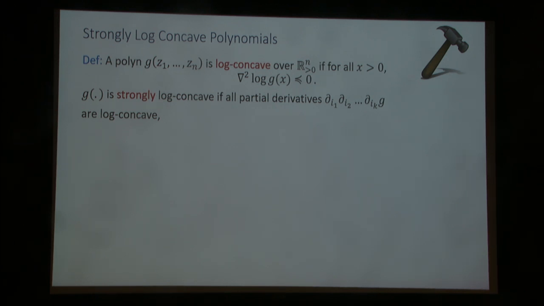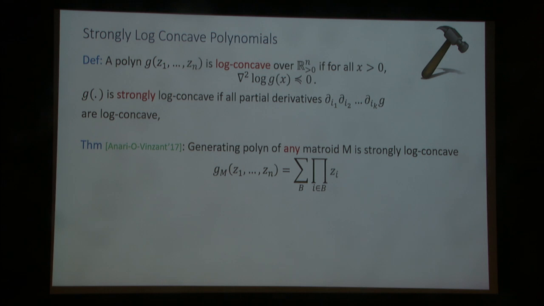We say a polynomial is strongly log concave if this is true for all partial derivatives of the polynomial. Okay, so not only is the polynomial log concave, if you take derivatives with respect to the first, second, everything you do, you still get log concave polynomials. Okay, so this is just a definition.